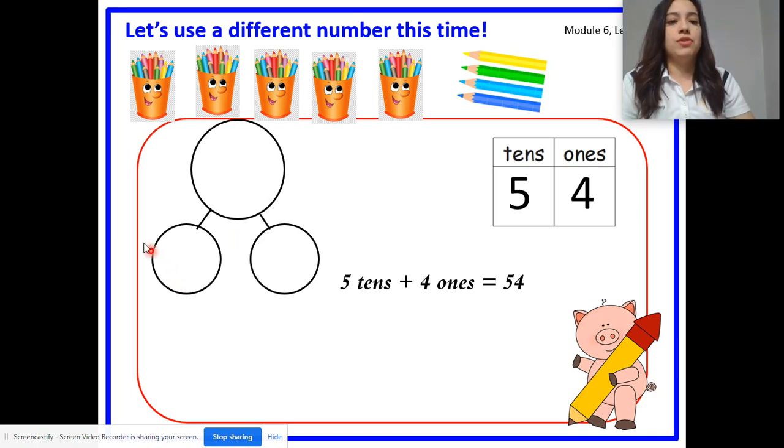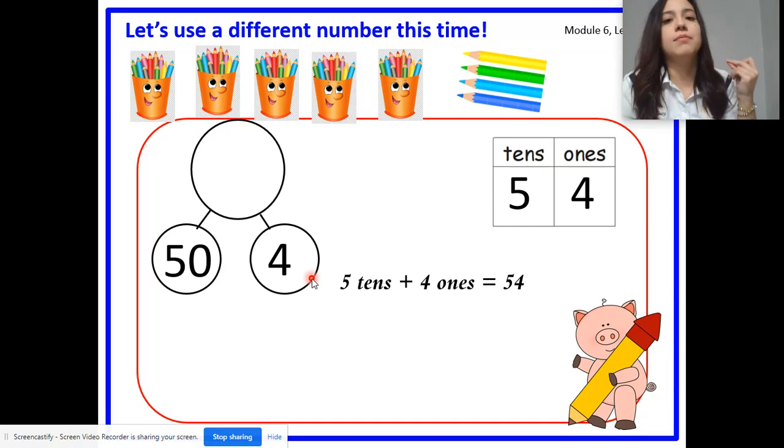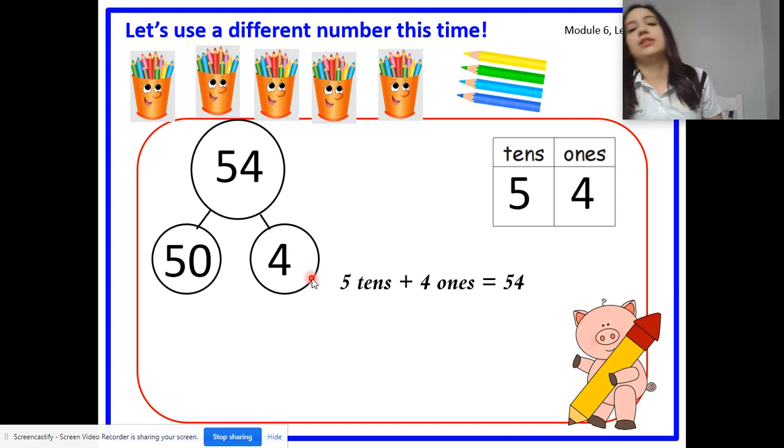50. For those of you that still have some confusion, it's because if these are groups of 10, let's count by tens, right? 10, 20, 30, 40, 50. So that would be the first number we write in our number bond. And then how many ones do we have? Ready? 1, 2, 3, 4. 4. So 50 and 4 make what number? Get ready? Yes, 54. Awesome job, boys and girls.